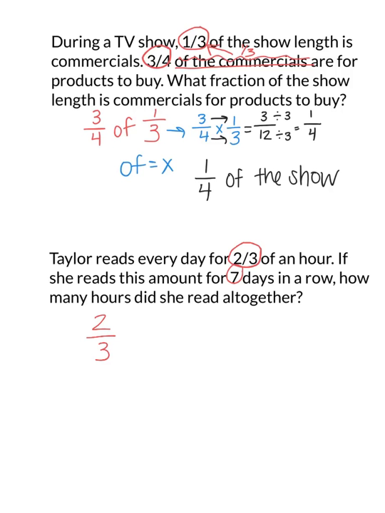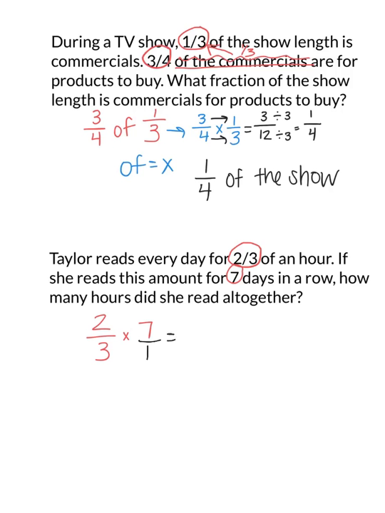Oh, so this is like doing times 7. She reads 2/3 of an hour 7 different times. So I'm going to be doing 2/3 times 7. So in order to solve this, when I'm working with fractions, if I have any whole numbers, I need to change them into one single fraction. So in order to change any whole number into a fraction, I just need to write a 1 underneath like this. And now I can solve.